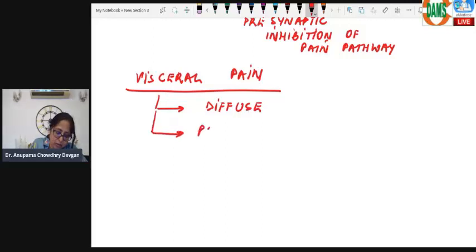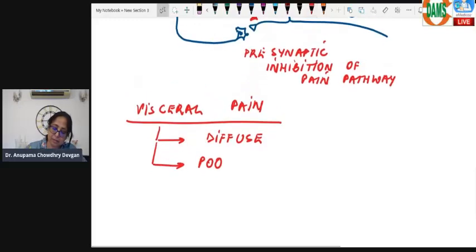This is poorly localized. Ipsita Paul, beta, please understand, wherever you see an axoaxonal synapse, it is a presynaptic inhibition. It is not a feed-forward inhibition. Axoaxonal synapse is particularly seen in presynaptic inhibition, right? Okay? Now, visceral pain is poorly localized.